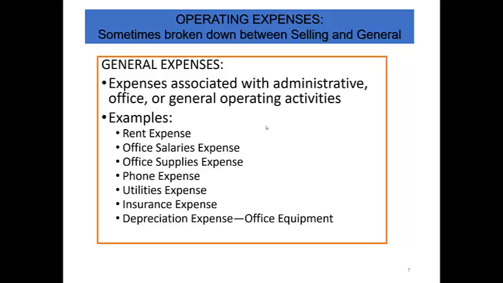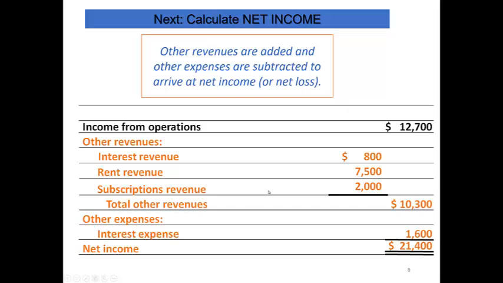The general expenses are associated with administrative and office operations. For example, the accountant's salary would be a general expense because it's not directly related to selling. So some examples of general expenses are rent, office salaries, office supplies expense, phone expense, utilities expense, insurance, and then depreciation of office equipment or anything related to the office. So once we get all those subtracted from our gross profit, we'll come up with income from operations, and then we have the section for other revenues and other expenses.